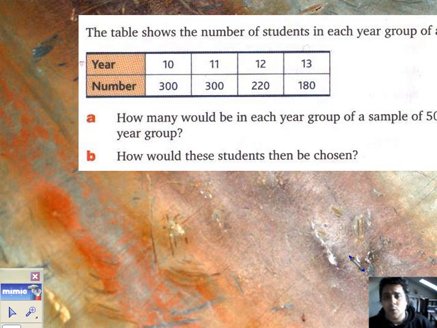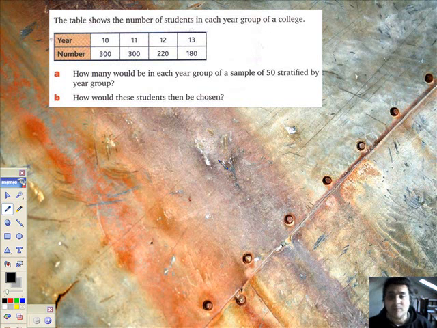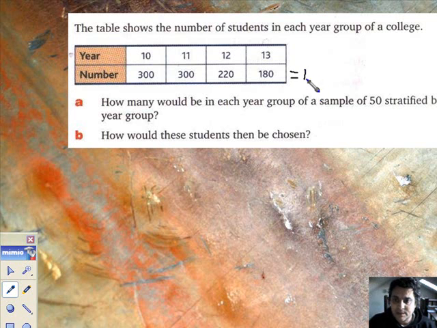So how many would be in each year group of a sample of 50 stratified by year group? Alright, so basically how many year 10 should I talk to, how many year 11s, etc. Well, if we look at the total, 300 plus 300, you've got 600 plus 220 plus 180, I have 1,000 students. It's not difficult, is it? So I've got 1,000 students, and now I want to take 50 from this little group.